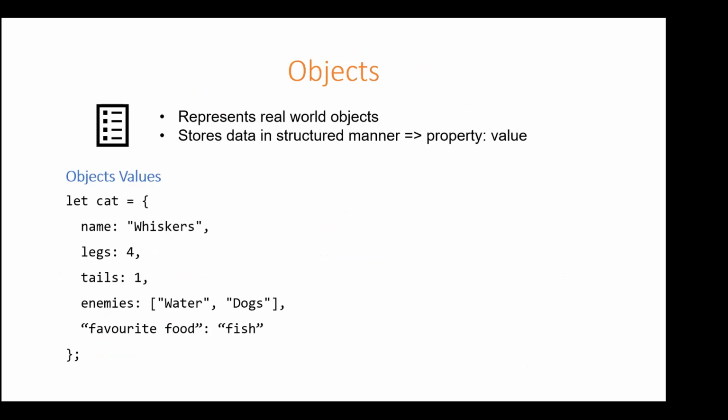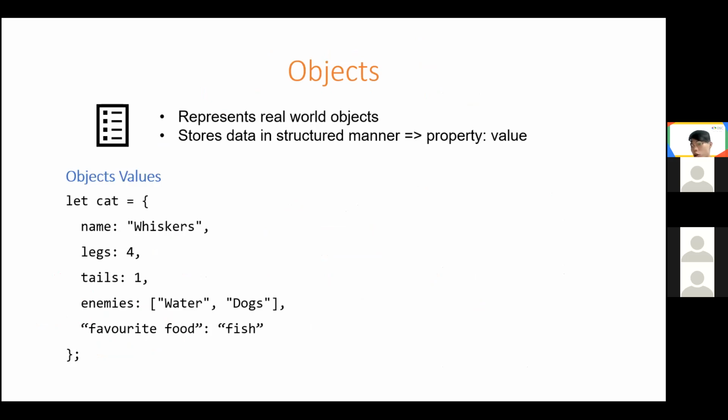Lastly, we cover objects. Objects represent real-world objects. They are similar to arrays, except that instead of using indexes to access and modify their data, you access the data in objects through what we call properties. So they are useful for storing data in a structured way. These are called properties. And how we represent objects is using curly braces.